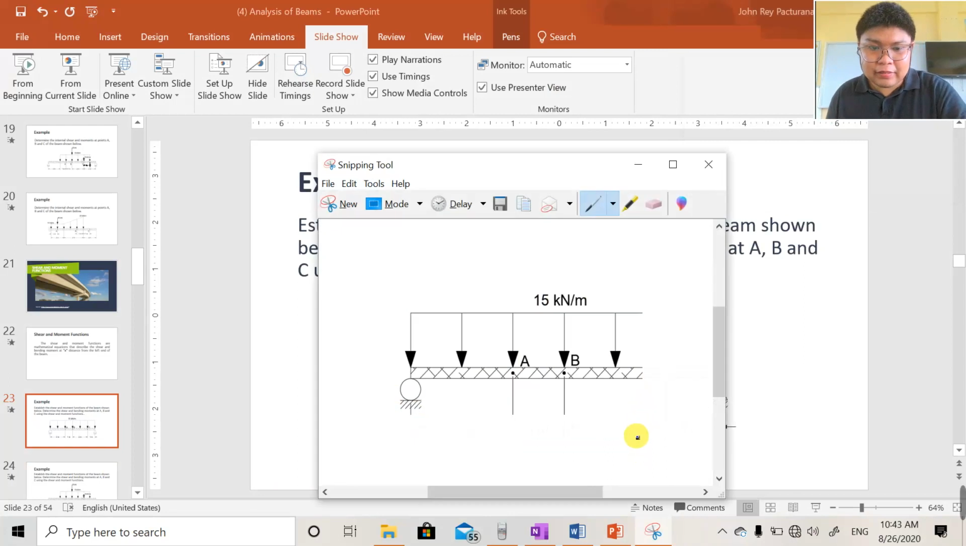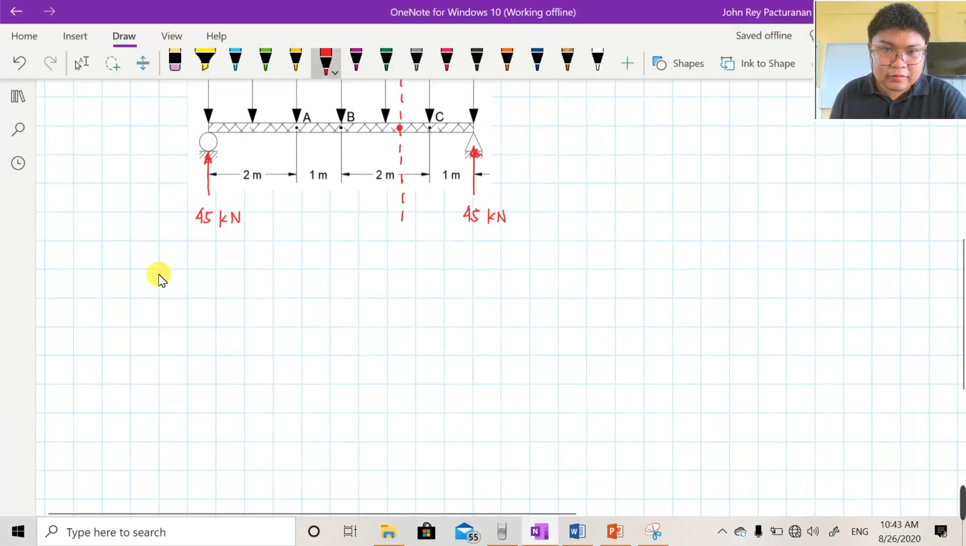Sabihin na natin, ito yung napili natin, no? Kinat ko na siya using snipping tool kasi parehas lang naman yun. So, therefore, ile-label na natin to as considering the left section.